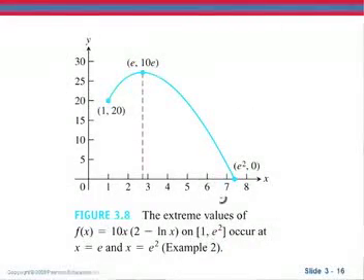Now let's look at a picture of that, and you can see we evaluated at our 2 endpoints and at our critical value. And here is the maximum value at (e, 10e). And so that is our maximum. The maximum is 10e. And the absolute minimum value was 0 at e squared.